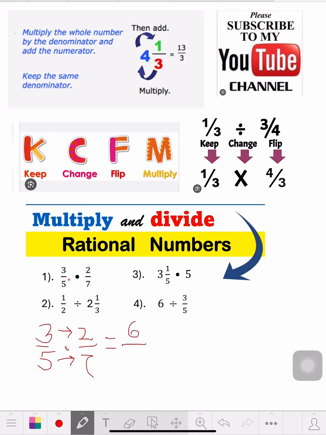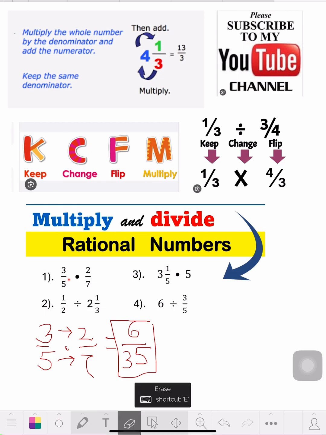5 times 7, 35. Now, can this be reduced? No. Really, nothing goes in. 2 doesn't go in because 35 is an odd number. 3, nope. So really nothing goes into this, okay? So this is just going to stay exactly like it is now. And we just square that off so the teacher knows, hey, my answer is 6/35 and it can't be reduced anymore. And that's all there was to it. So, hey, let's erase this and we'll go to the next one.